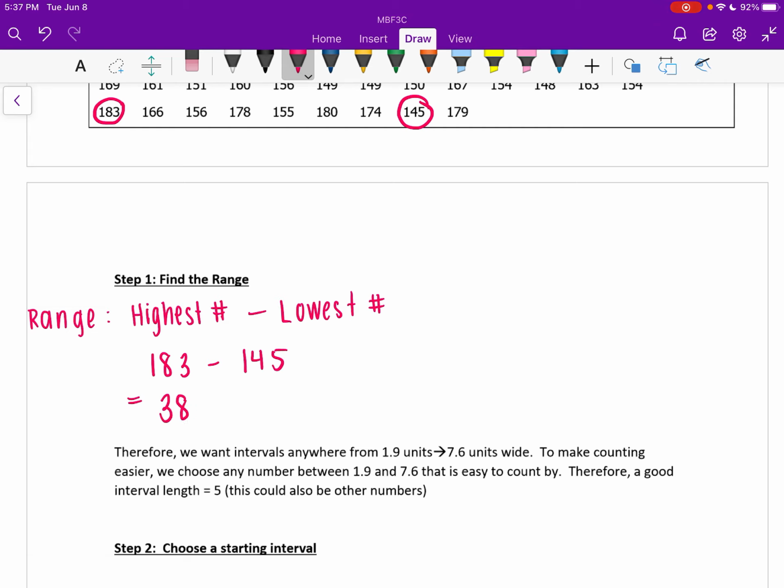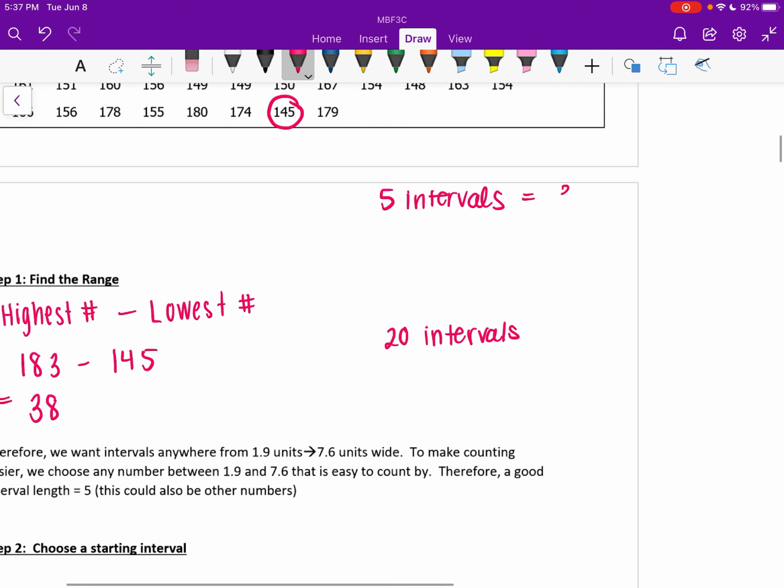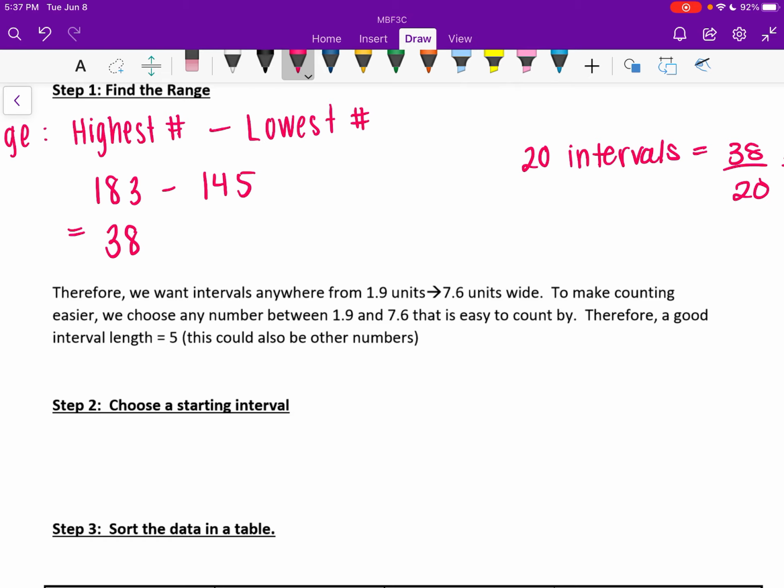Like we said, we only want to have between 5 intervals and 20 intervals because you don't want too many. And you don't want too few intervals because that's not going to be useful. So let's see how much it would be if we had 5 intervals or 5 bars. 38 divided by 5 is 7.6 per interval, or 38 divided by 20 is about 1.9. So an interval can be anywhere from 1.9 units wide to 7.6 units wide.